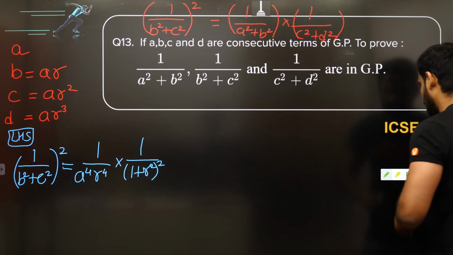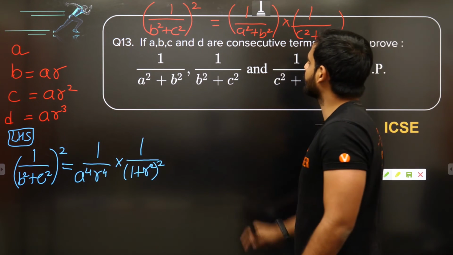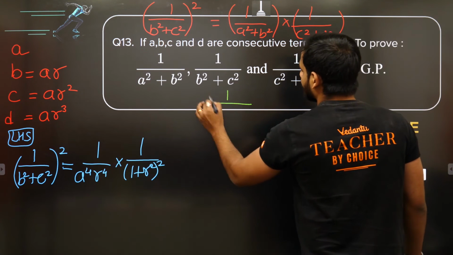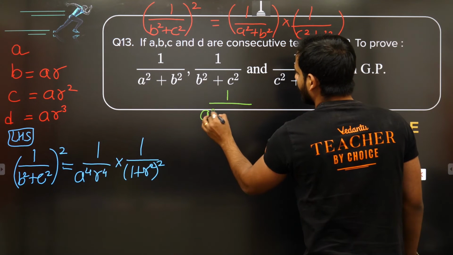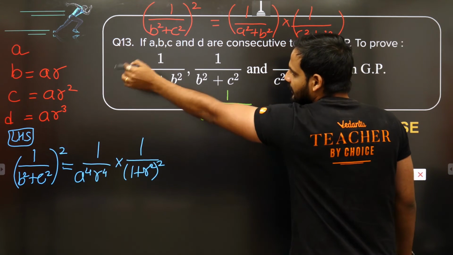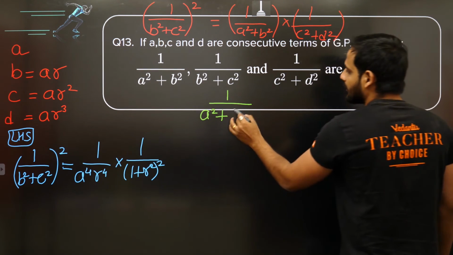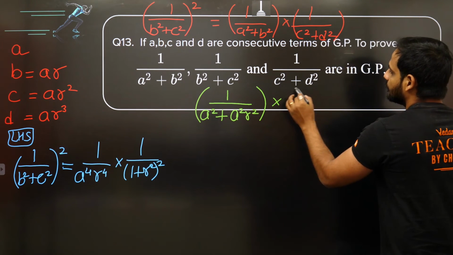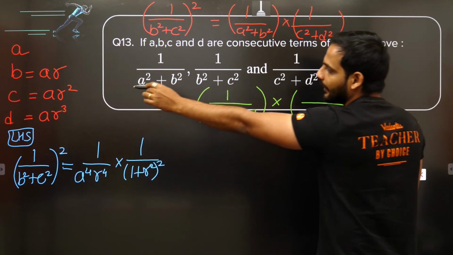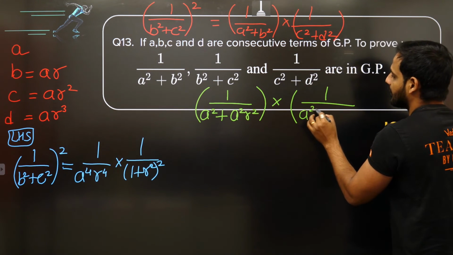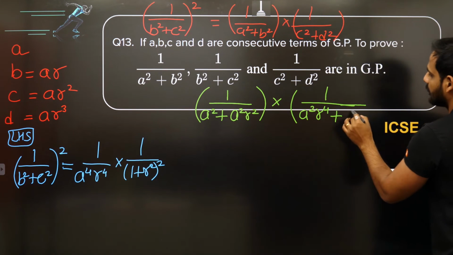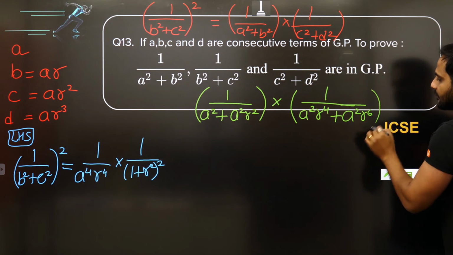Let us see what RHS is. RHS is 1 by (A square plus B square) into 1 by (C square plus D square). So beta, A square plus B square, B is AR, AR whole square will become A square R square. Into 1 by C square plus D square. C is AR square, so C square will become A square R raised to the power 4, plus D square will become A square R raised to the power 6.